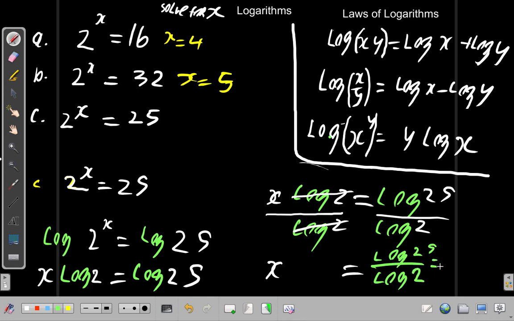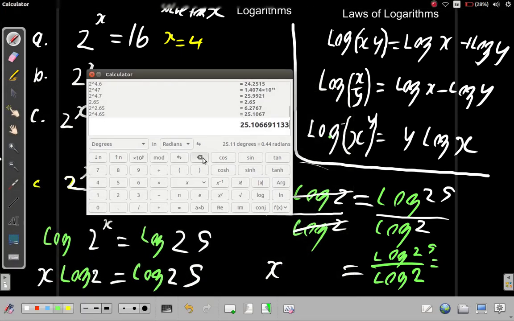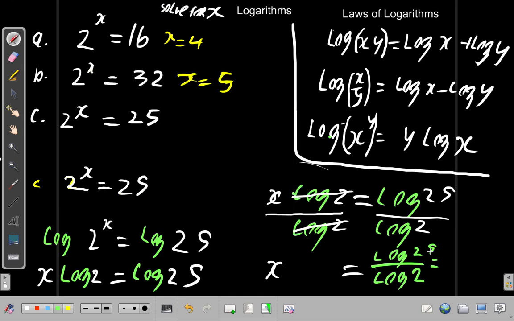Now you can use a calculator to find log 25 and log 2. Let's do it this way. Log 25 divided by log 2 equals 4.643855619. Let's put it as 4.64386. So we have 4.64386 as our answer.